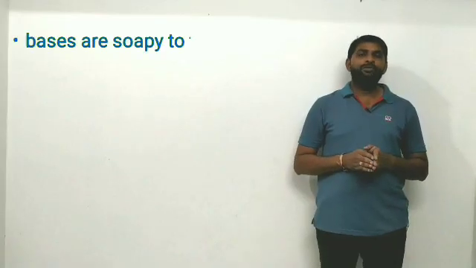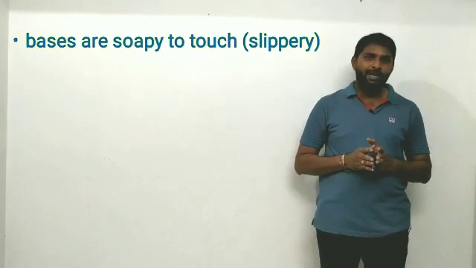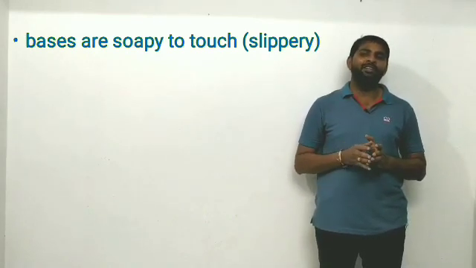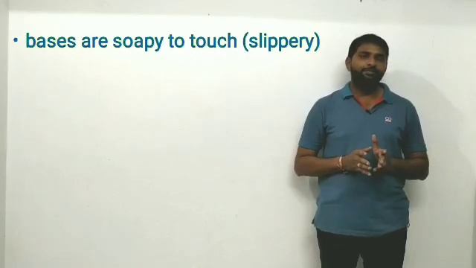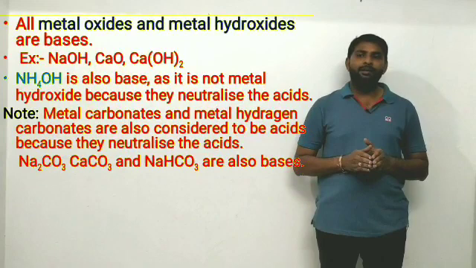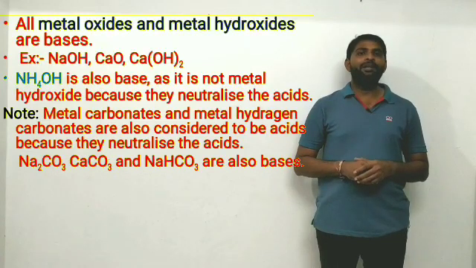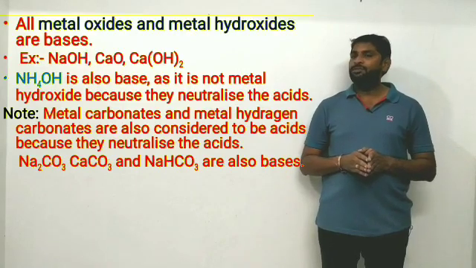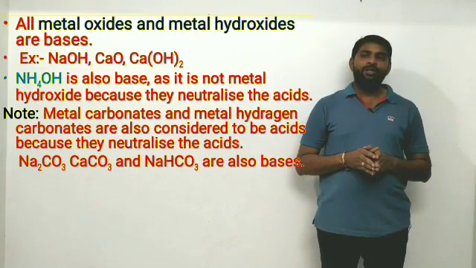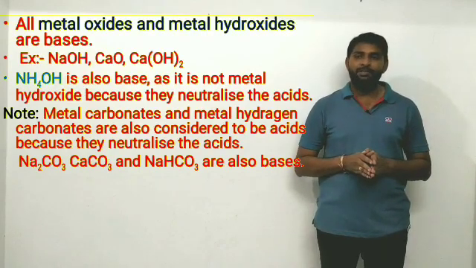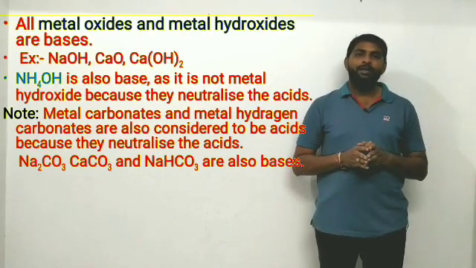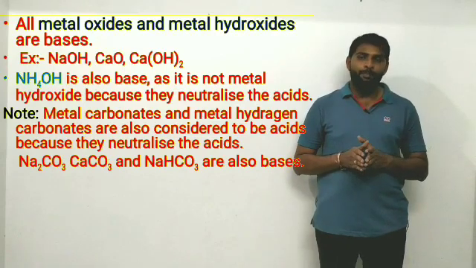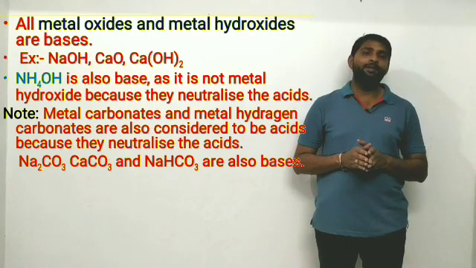Bases are soapy to touch. If you touch a base, it is soapy, in the sense slippery in nature. All metal oxides and metal hydroxides are bases. For example, NaOH, that means sodium hydroxide, is a metal hydroxide. That's why it is a base. Calcium oxide is a metal oxide, so it is a base. Calcium hydroxide is a metal hydroxide, so it is a base.